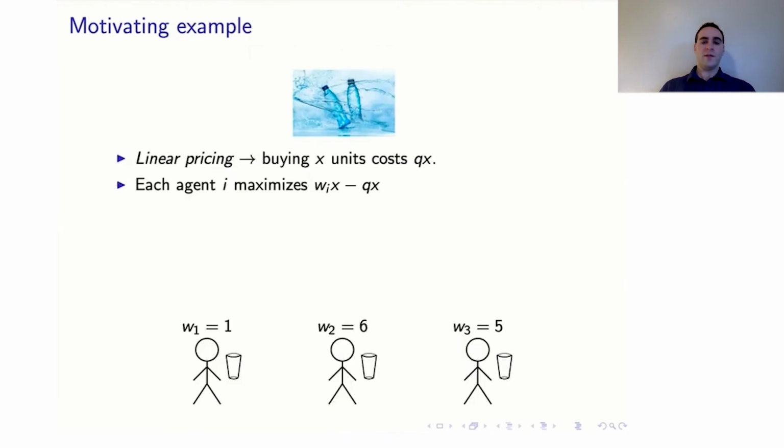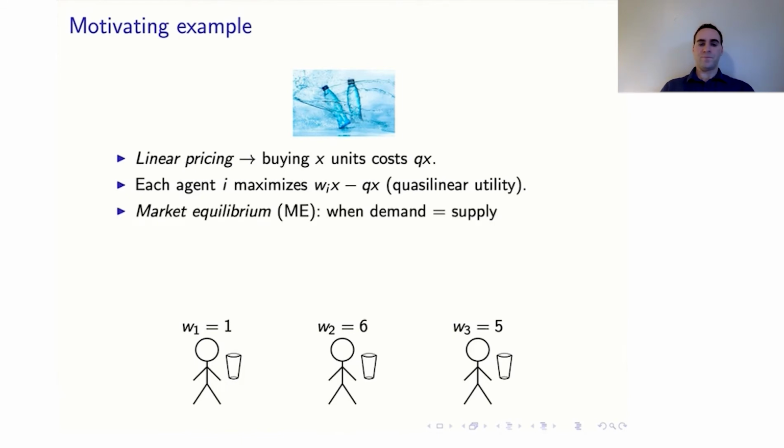We'll start with a motivating example. So imagine 3 different people who all want water. Linear pricing means that buying X units costs Q times X, where Q is some price. So we have 3 different agents. They're each going to have a valuation, which here is just represented by one number, WI. And they're going to try to maximize WI times X, which is their value, minus Q times X, which is the cost. This is called a quasi-linear utility. Some of you may be familiar with this. So fairly standard model so far.